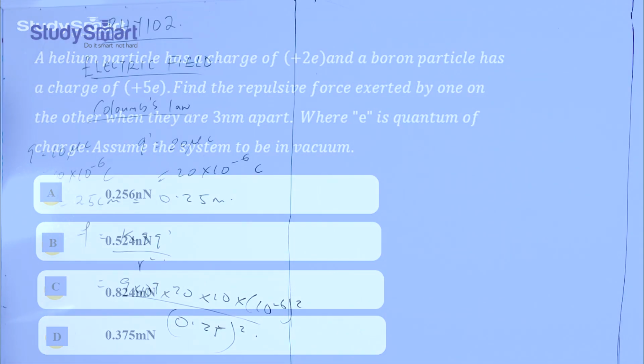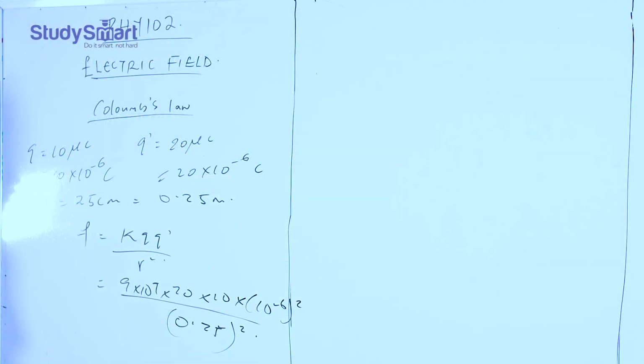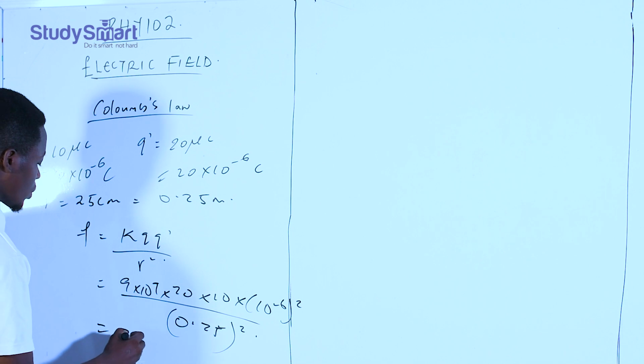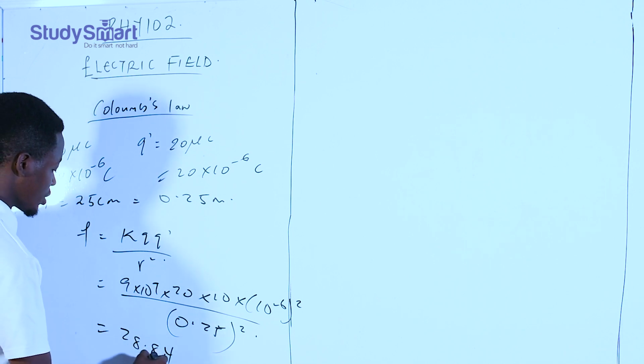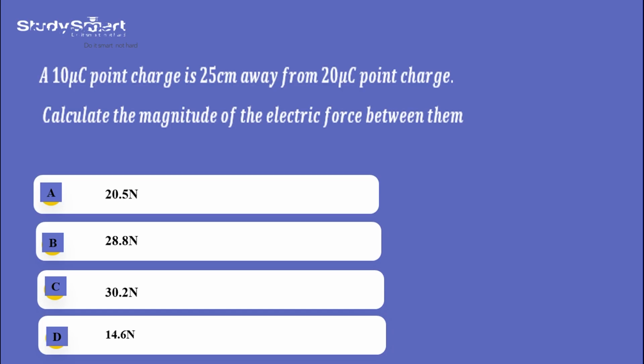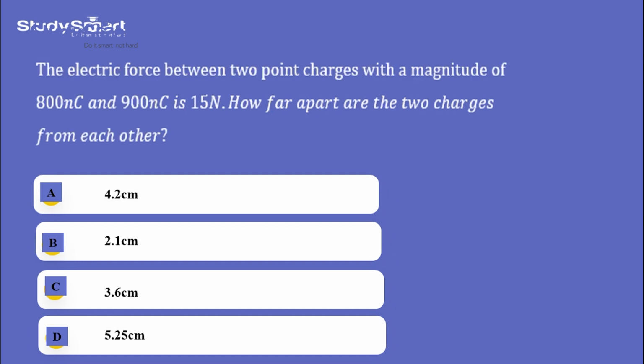To the next question. So we should have 28.8 newtons. So 28.8 newtons is the force that is experienced between those 2 point charges. So to the next question. The electric force between 2 point charges with a magnitude of 800 nanocoulombs and 900 nanocoulombs is 15 newton. How far apart are the two charges from each other?